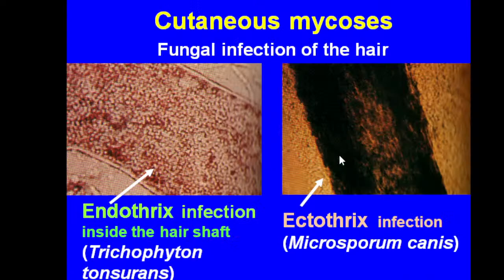So this is also an example of cutaneous mycosis of the hair, and usually we may divide them into two types. Endotrix infection, where the spores are located inside the hair shaft, and this is typical for Trichophyton. And ectotrix, where the spores are located on the surface of the hair and freely spread. This is caused by Microsporum canis.